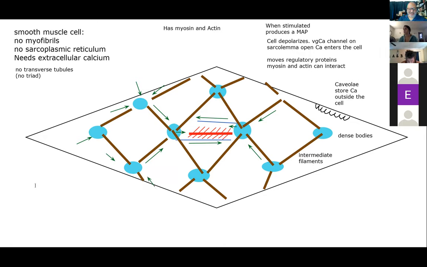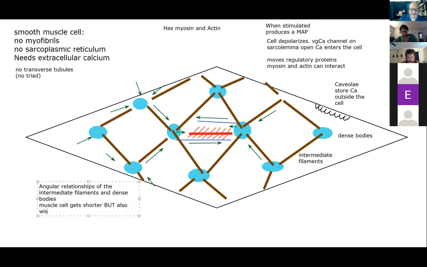So because of the angular relationships of the intermediate filaments and the dense bodies, yes, the muscle cell gets shorter, but it also twists and bulges as a result.